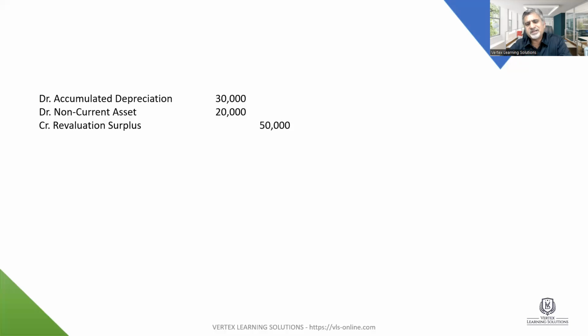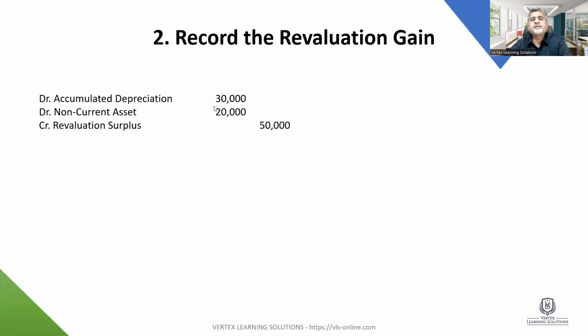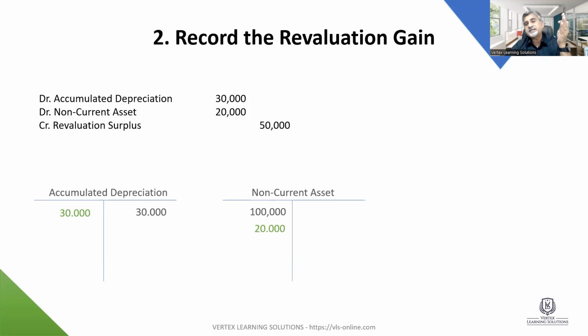And now this is what I have actually put up here in that T account. Accumulated depreciation 30,000 credit, you make it 30,000 debit. Non-current asset, you add 20,000, and revaluation surplus goes to 50,000. So revaluation surplus 50,000 is credit. Debit 30,000, debit 20,000, and credit 50,000. Your double entry is done. So far, so good.